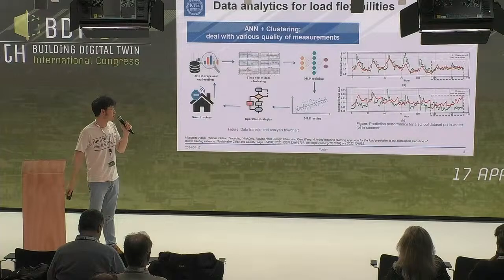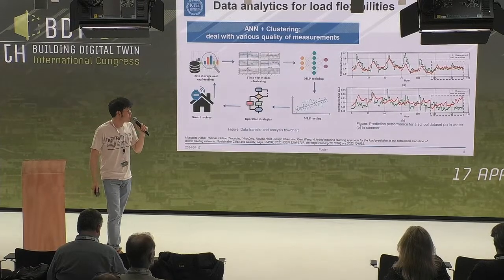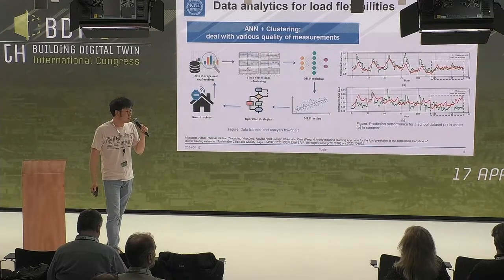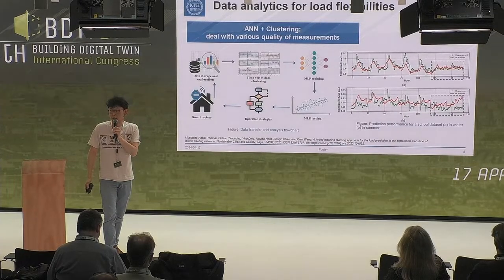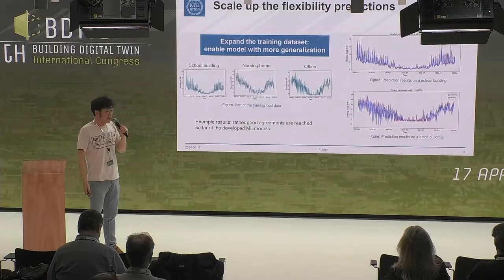And in the end, we could actually do these nice predictions. You can see from the right figure that we reach rather good accuracy, for example, for a school, in winter and in summer. You can see that in summer there are some discrepancies. This is because in summer, when district heating is mostly used for domestic hot water, this is linked with user behaviors. So yeah, then we met another problem.